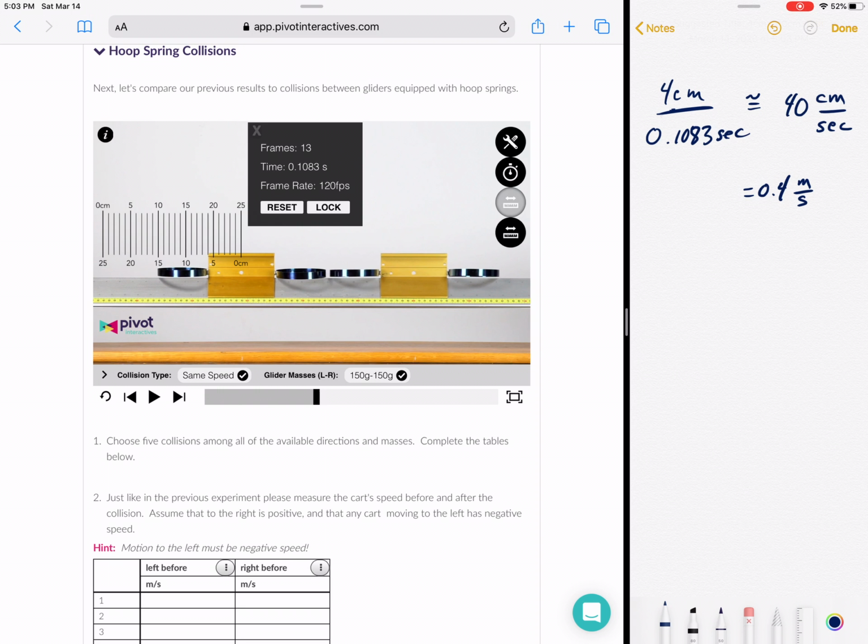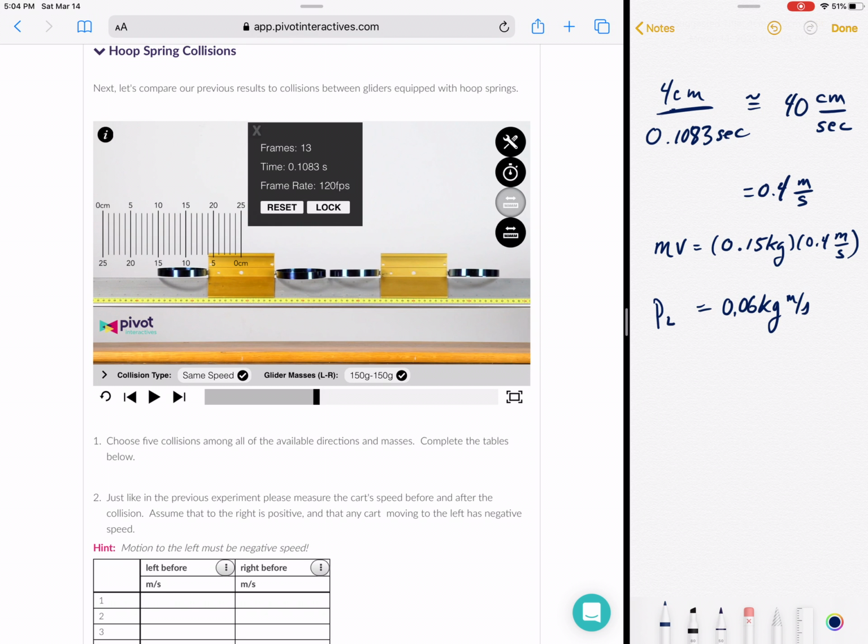If I wanted to calculate the momentum of this cart beforehand, I'm going to say mass times velocity. Well, what's the mass? You can see in the video, 150 grams. So that is, I'm going to say 0.15 kilograms times 0.4 meters per second. And this works out to be, let's see, 15 times 4 is 60. And how many decimal points do I have here? I think I've got 2. So 0.06 kilogram meters per second. That's the momentum of the cart on the left before the collision.